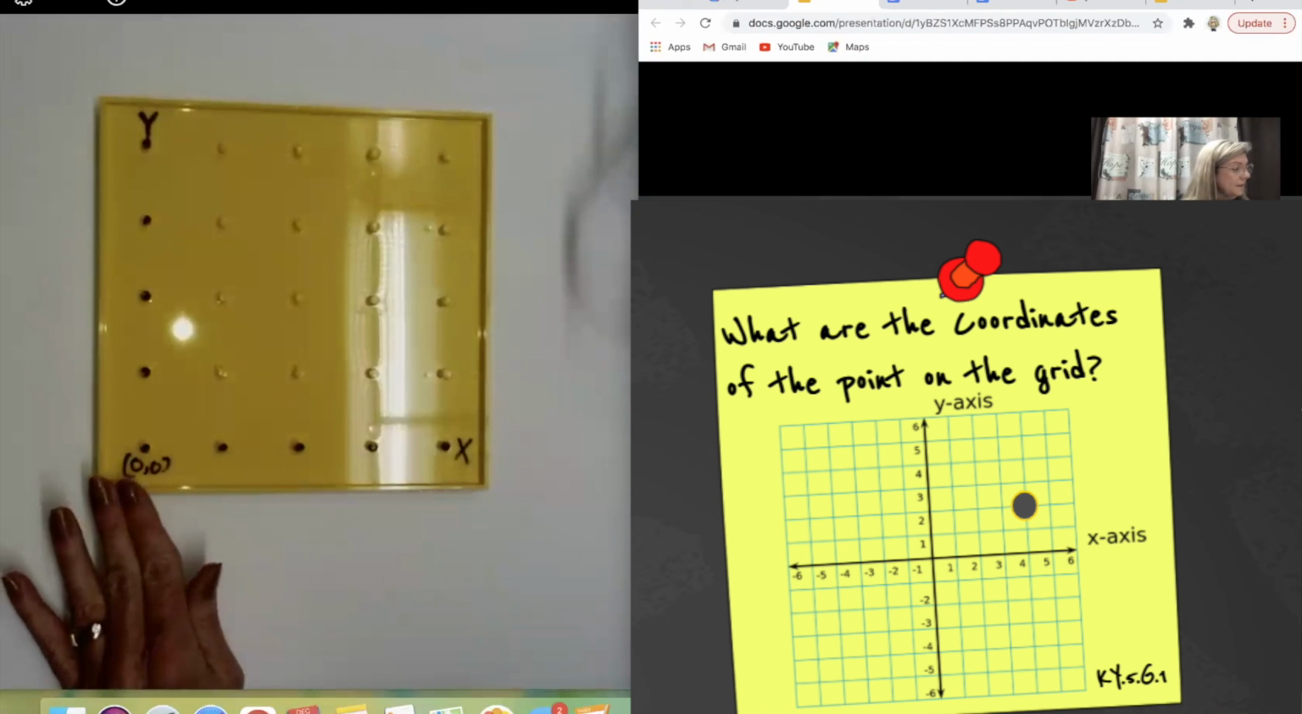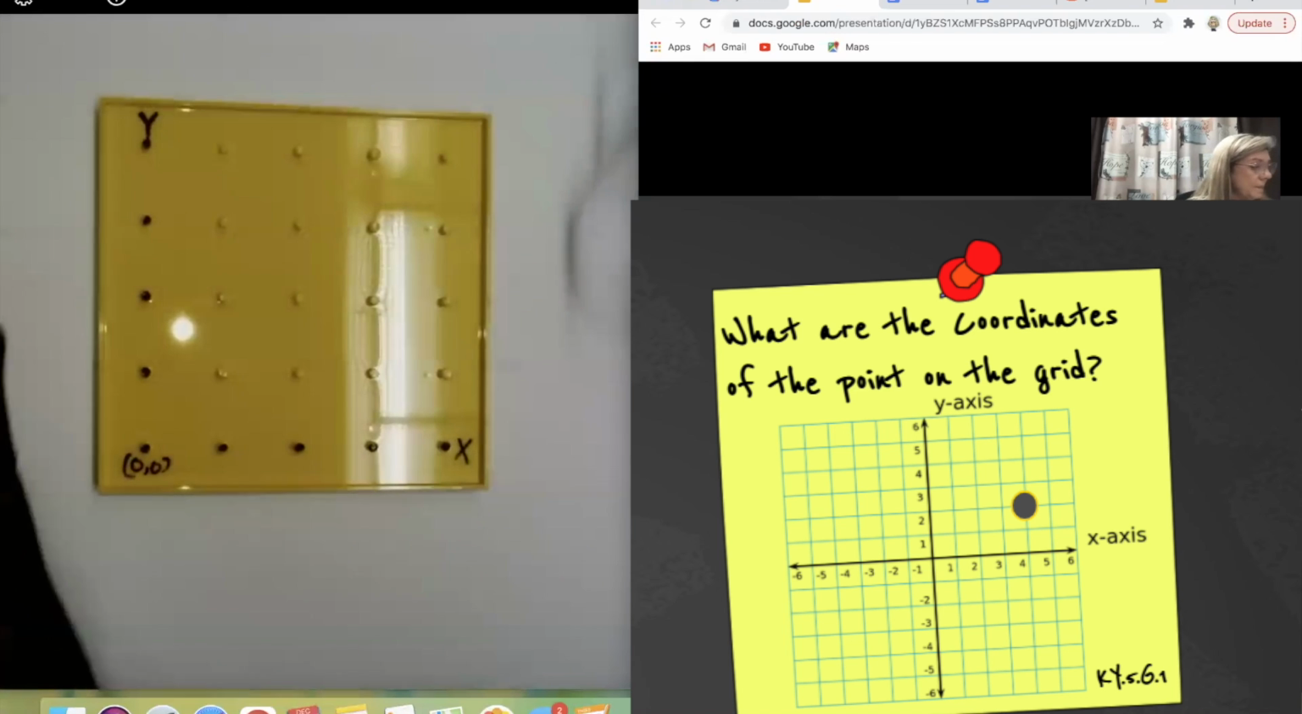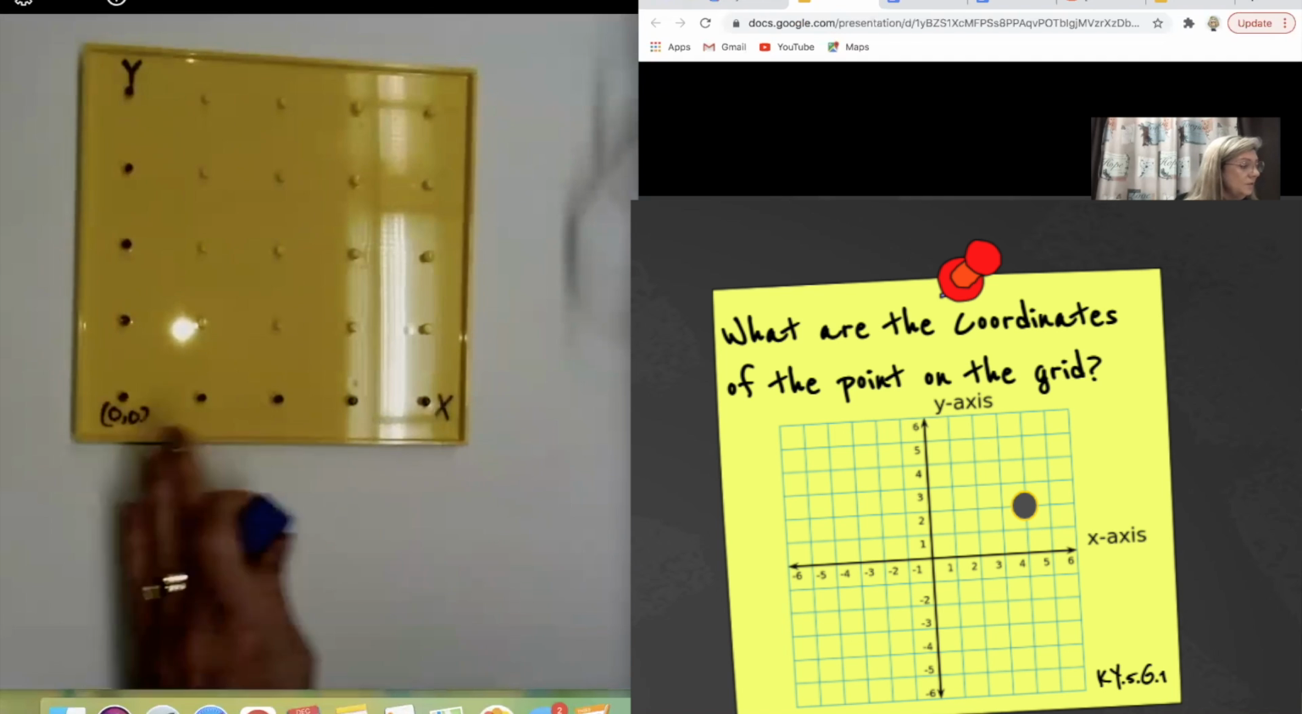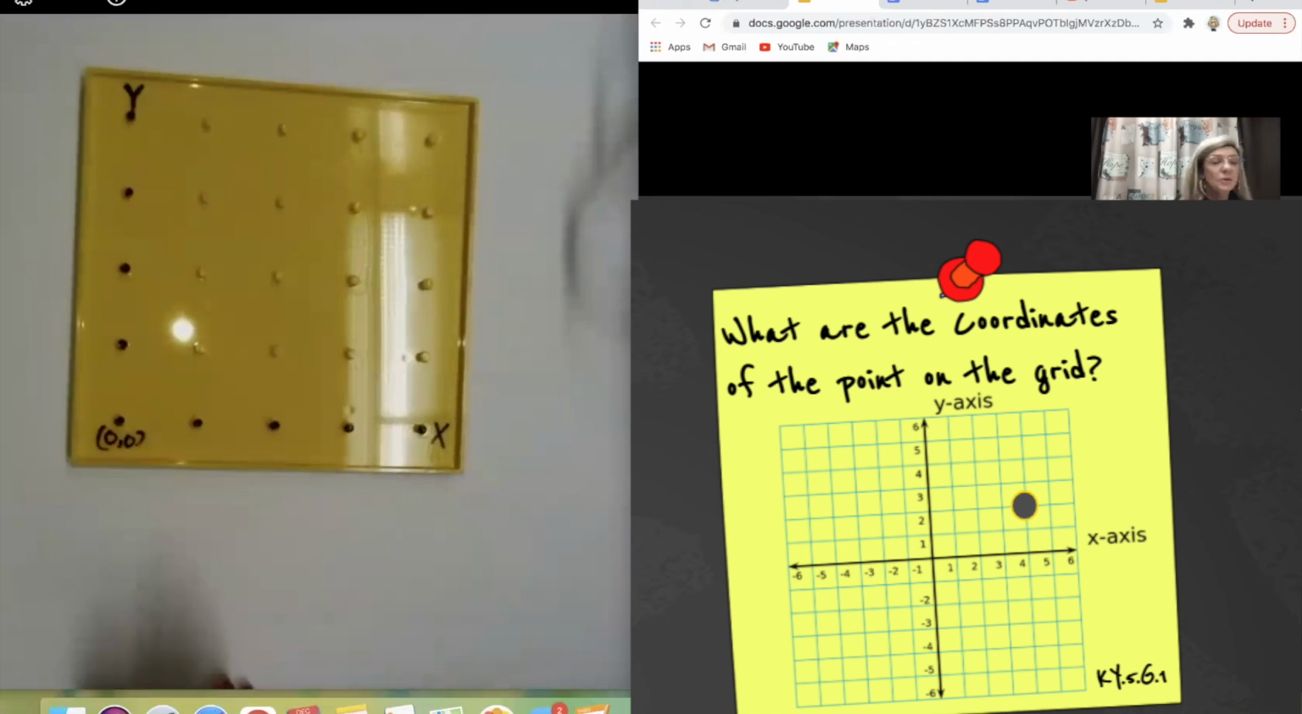Now I could have my kids take a tool, sometimes whatever. I'm going to use this Unifix cube and I'm going to plot a point. Let's say I want to plot 2, 3. And we need to talk about what that would look like, of course.